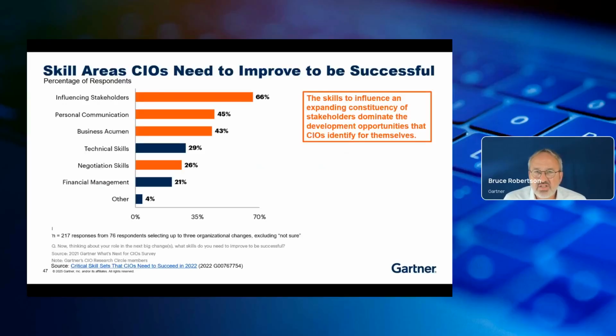So what I'm telling you here is that CIOs think that influencing stakeholders is the top thing on the list, and some of the other things on their list are also really related to this. So yes, the skills to influence an expanding constituency of stakeholders dominates the development opportunities that CIOs identify for themselves. That is a powerful insight. That's why you're trying to improve your influencing game too. CIO or not.